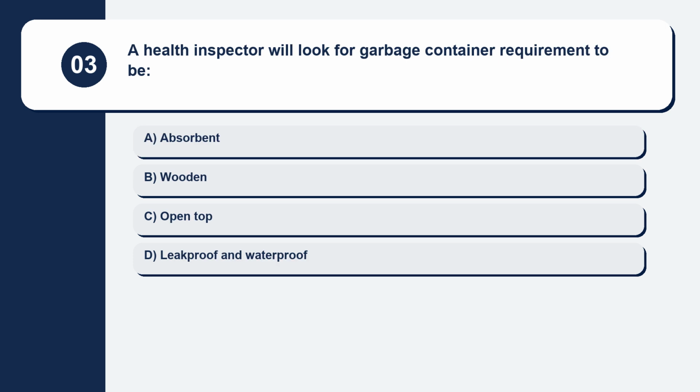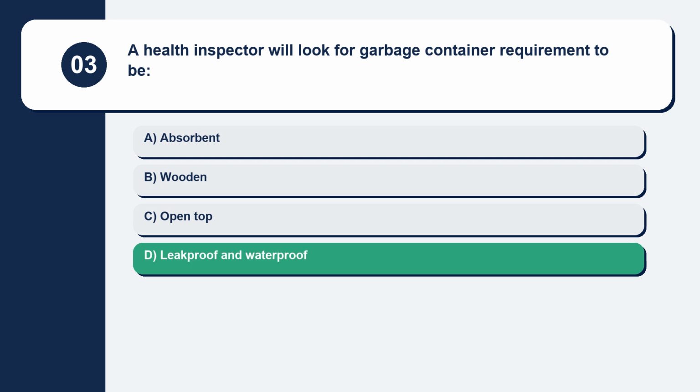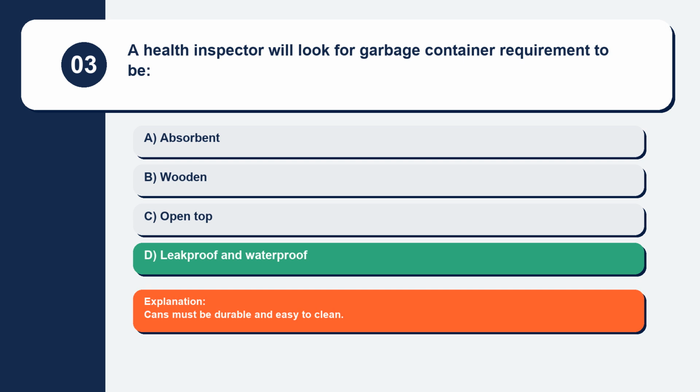Question 3. A health inspector will look for garbage container requirement to be absorbent, wooden, open top, leak-proof and waterproof. Cans must be durable and easy to clean.